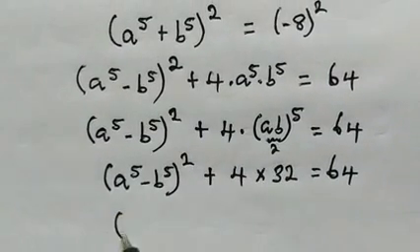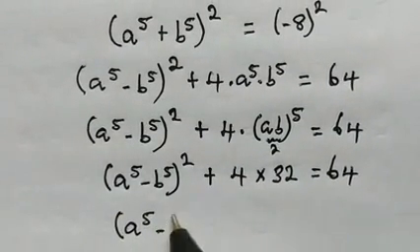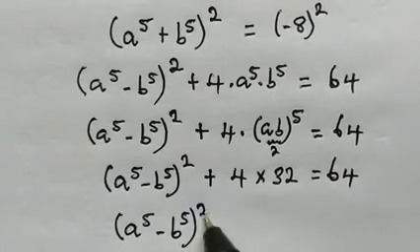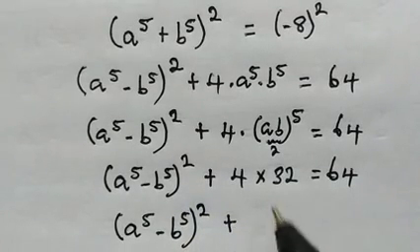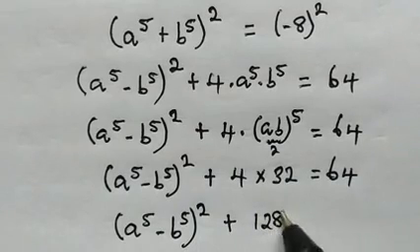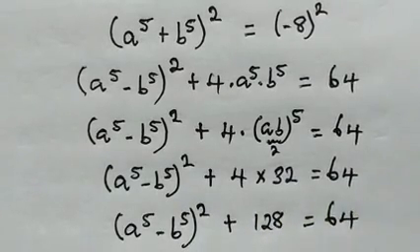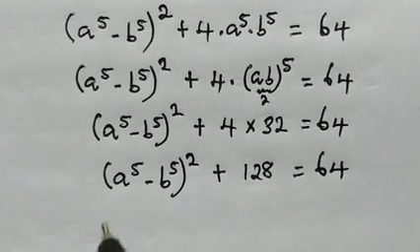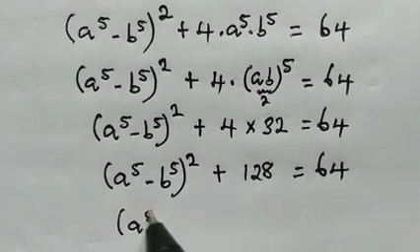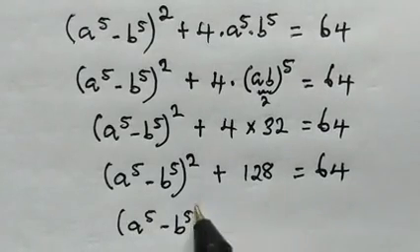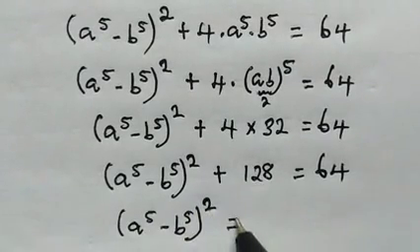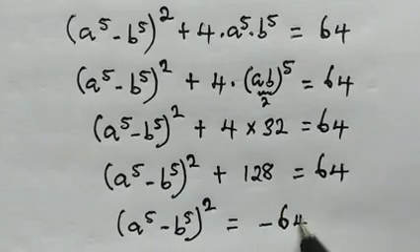So from here, we have (a to the power of 5 minus b to the power of 5) squared plus, this times this will give us 128. So this is equal to 64. Subtract 128 from both sides, so we get (a to the power of 5 minus b to the power of 5) squared is equal to negative 64.